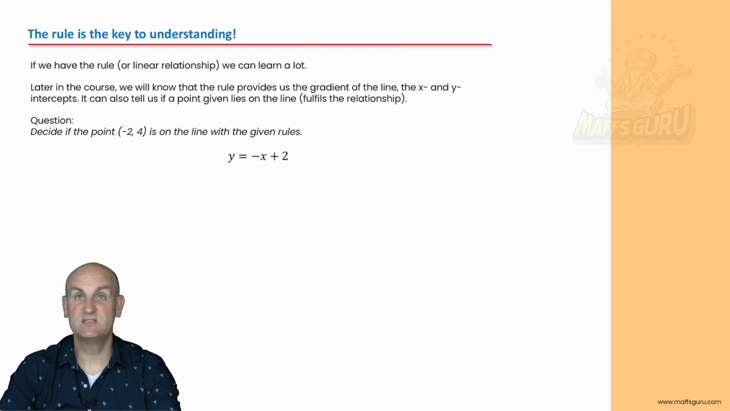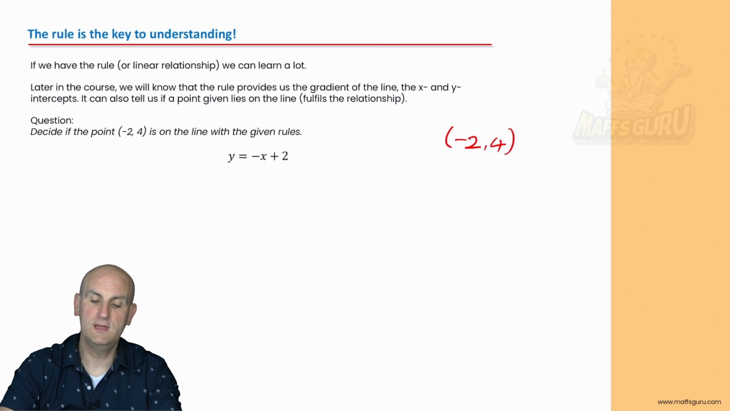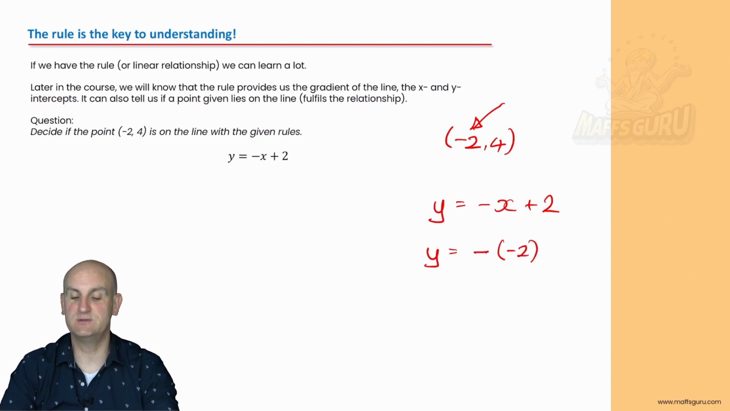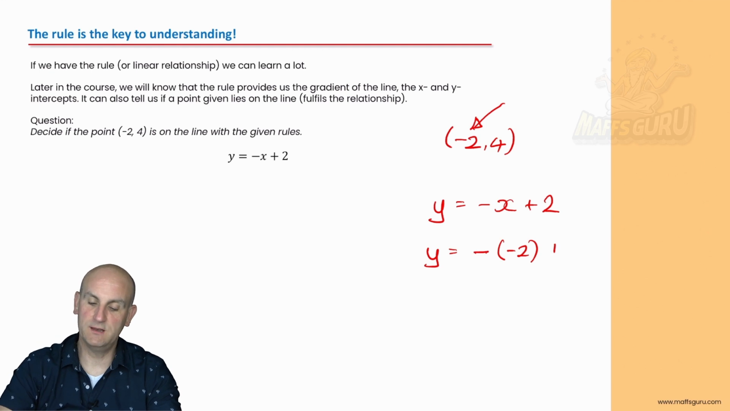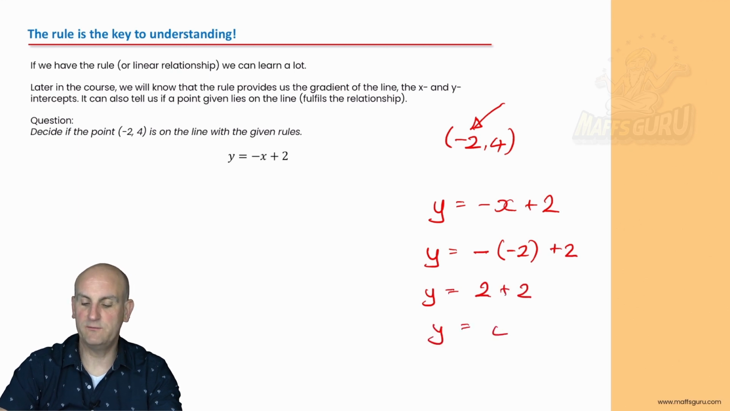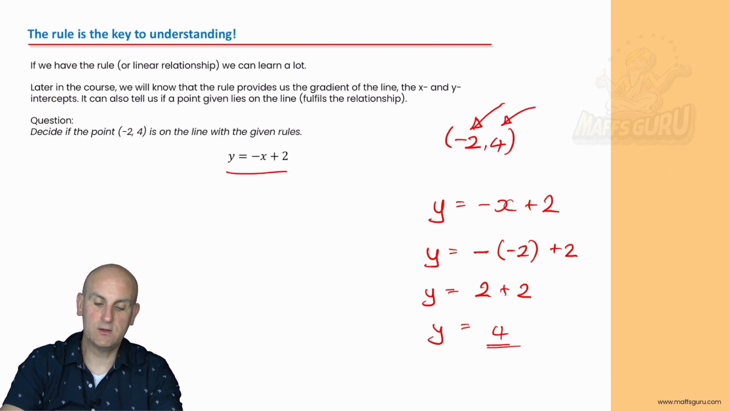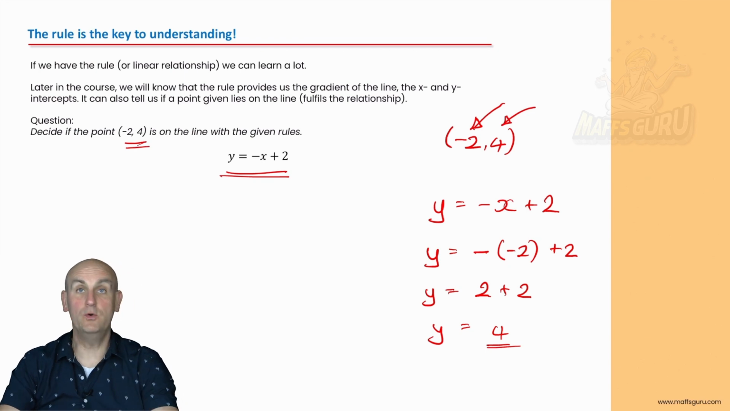What about this one? Same working out, same idea. Does the point minus 2 comma 4 sit on the line of y equals minus x plus 2? Well, let's take the x value and see what happens. Y is equal to minus minus 2. Lots of people made a mistake on this question because they forgot to put the minus and the minus. Plus 2. Let's see. So minus minus 2 is 2, plus 2. Y comes out to be 4. Were we expecting y to be 4? It was. So in this particular equation, with that point, it would sit on the line.